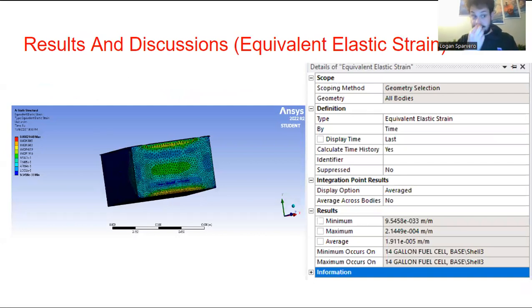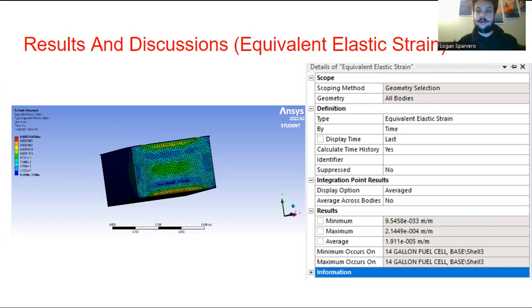So talking about analysis, this is our first one. This is equivalent elastic strain. So we can see not a lot of strain is on here. The other sides, as well as the top and the bottom, are completely blue at the minimum. And the maximum isn't very high either, and that's located at the edges as well as the center of the foremost facing front of the fuel cell.